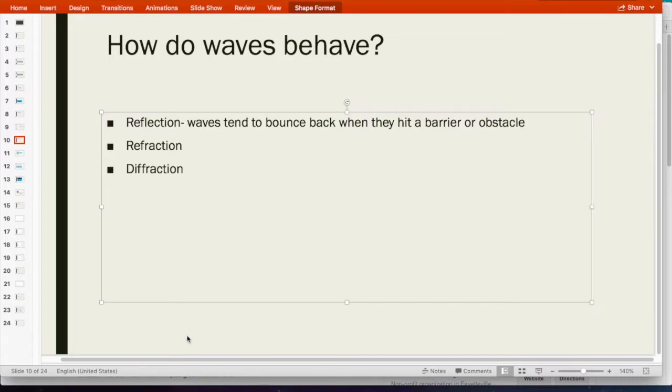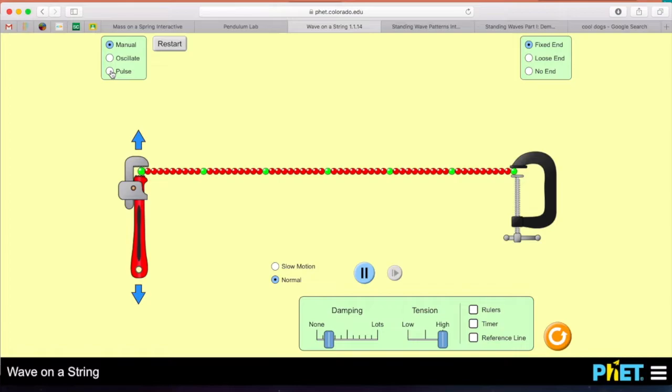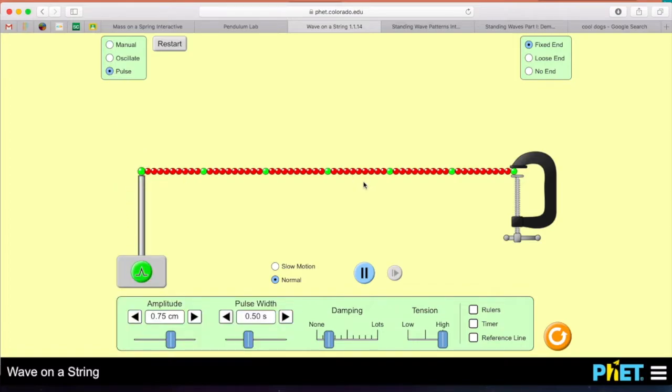Waves can bounce back, basically, and it's that simple. That's what reflection is. I want you to notice something. If I send a wave pulse through this string, you're going to notice something interesting. The wave pulse I send through is not just going to die out at the end. The energy is not all going to dissipate.